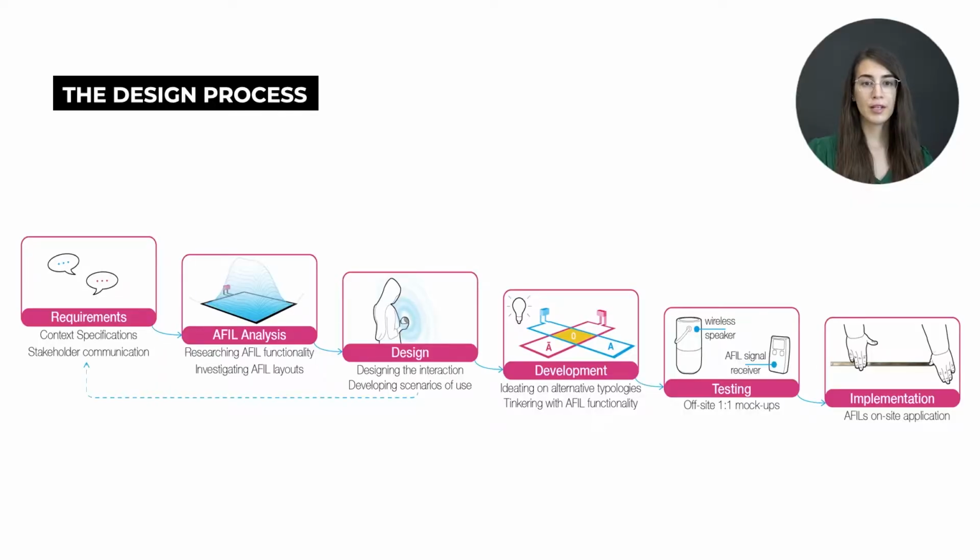We followed the illustrated design process. First, we gathered requirements from the stakeholders. We researched and analyzed audio loops functionality and their layouts. We went on designing the interaction and developing scenarios of use. We ideated on alternative typologies and tinkered with their functionality. To settle on a typology, we built one-to-one mockups for testing. Finally, we implemented all components on site and performed some further tests to settle on the audio files.